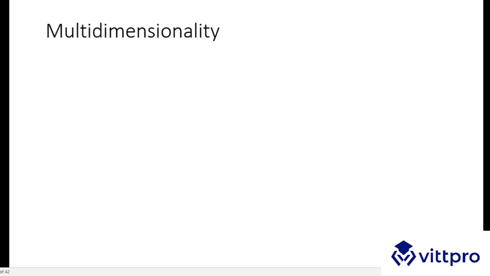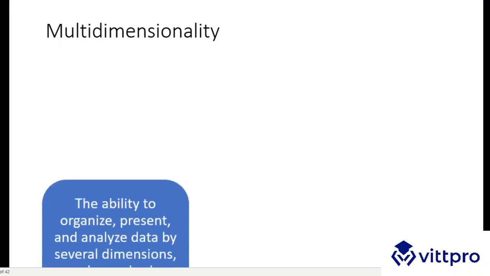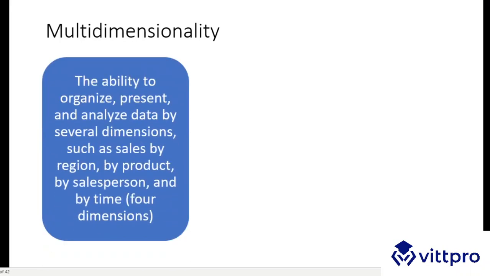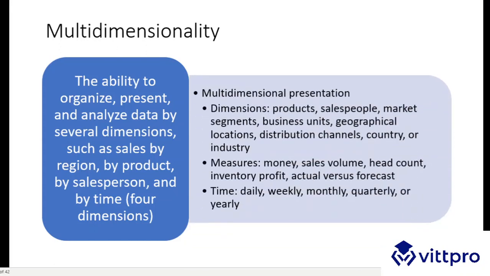Then the other option to entity relationship, as I was telling you, is multi-dimensionality. It means you have multiple relationships with multiple categories, multiple axes. So here is the ability to organize data by several dimensions. For example, sales by region, by product, by salesperson, or by time. So there are four different dimensions, and you are able to organize the data for separate purposes. This is different from the single organization.